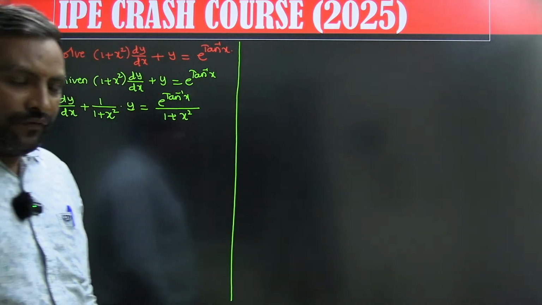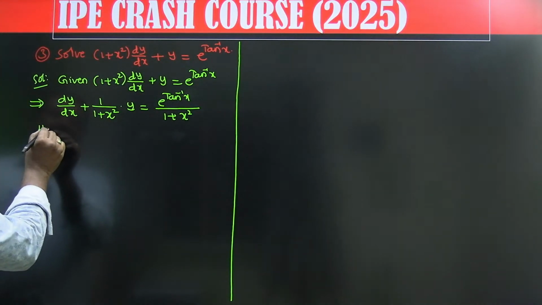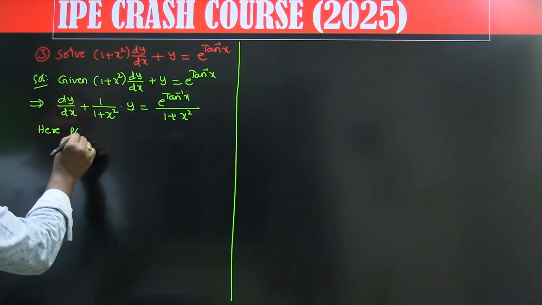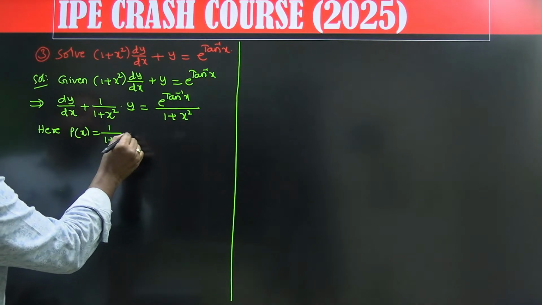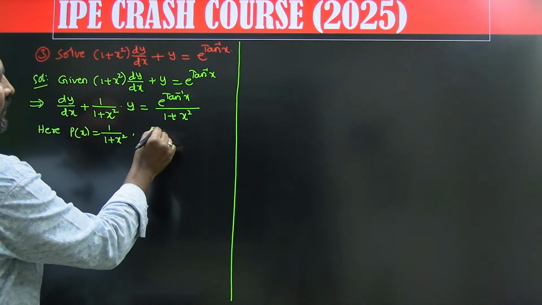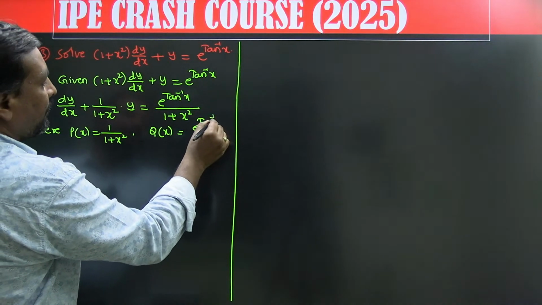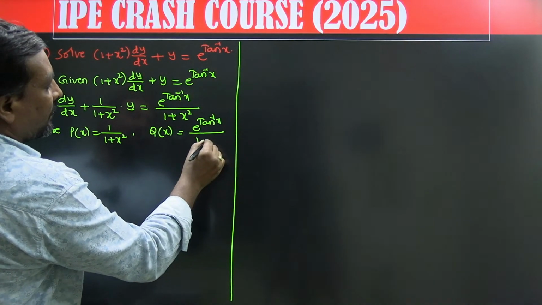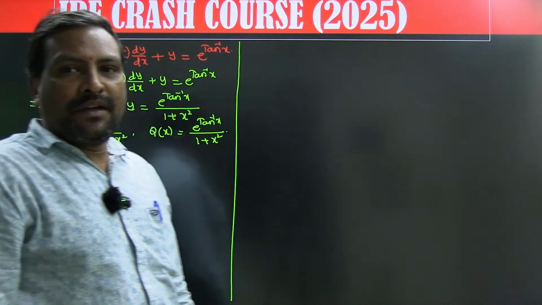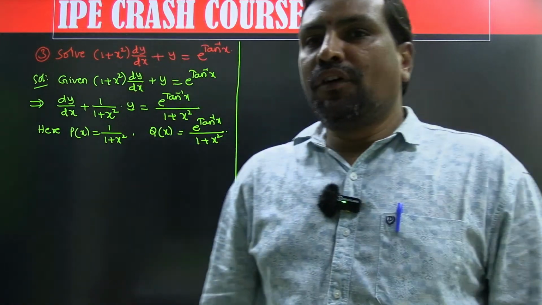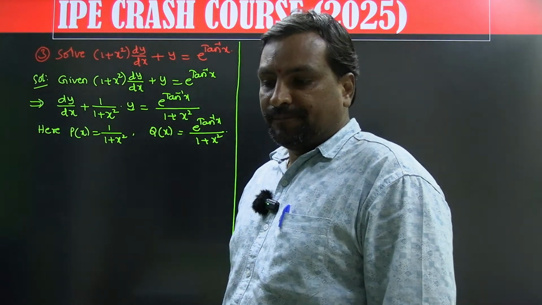Similar to the previous two problems, here p of x is equals to 1 by 1 plus x square, and q of x is equals to e power tan inverse x by 1 plus x square.